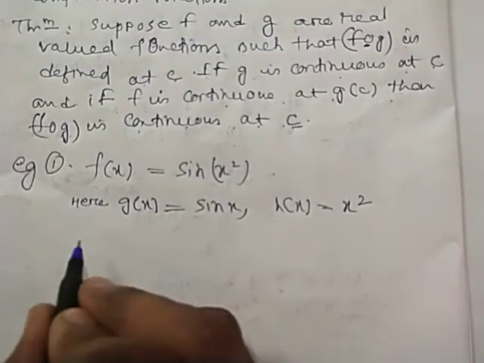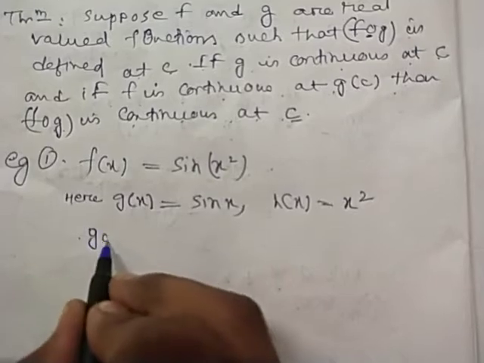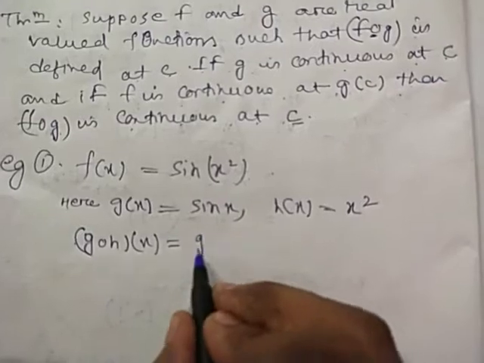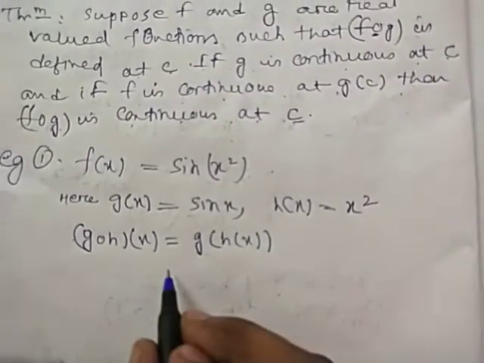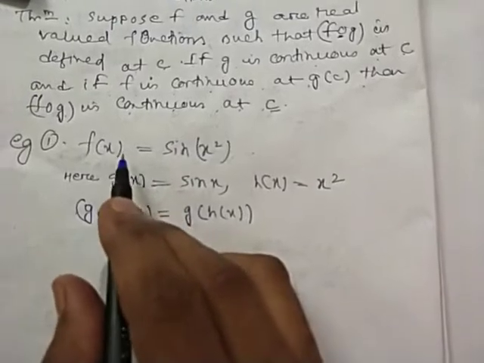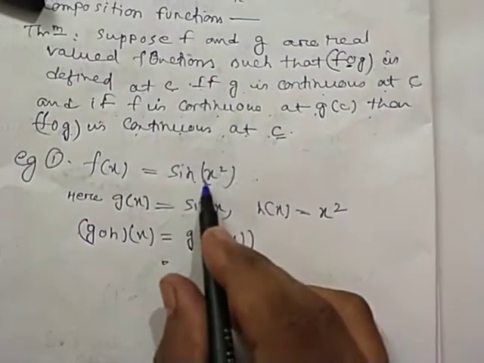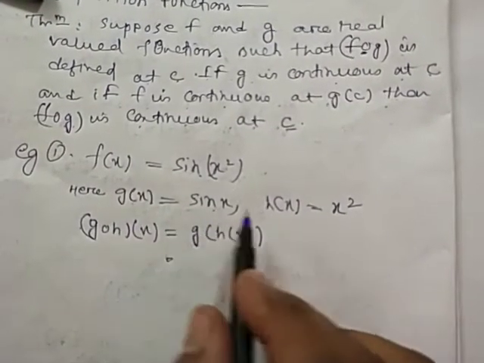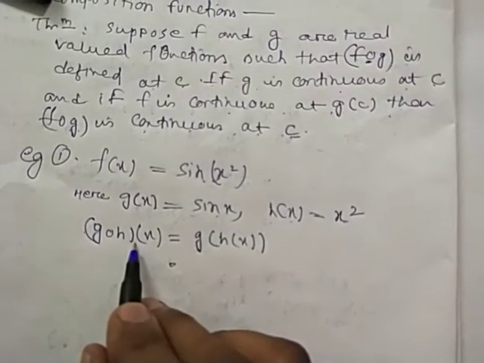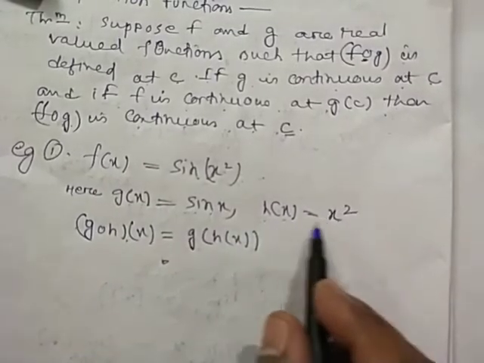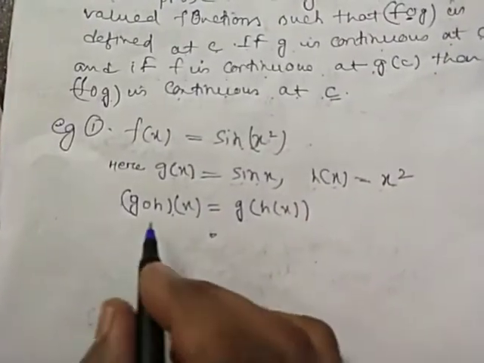So you can prove this. g o h of x is g of h of x. I have taken the example as f of x equal to sine of x square. This is a composition of two functions. One is sine x and the other one is x square. So here I have taken g of x equal sine x and h of x equal to x square. Now you can prove whether this is true or not. What is the proof? How can you prove this?